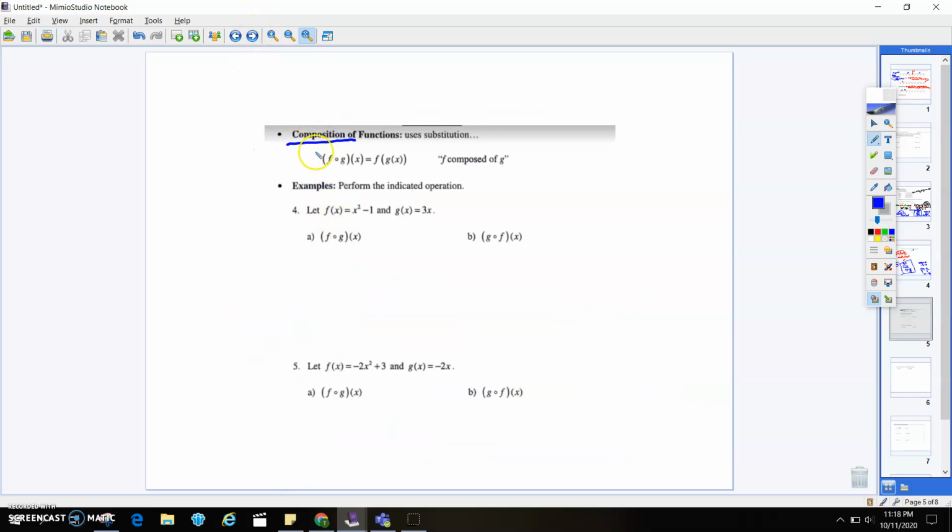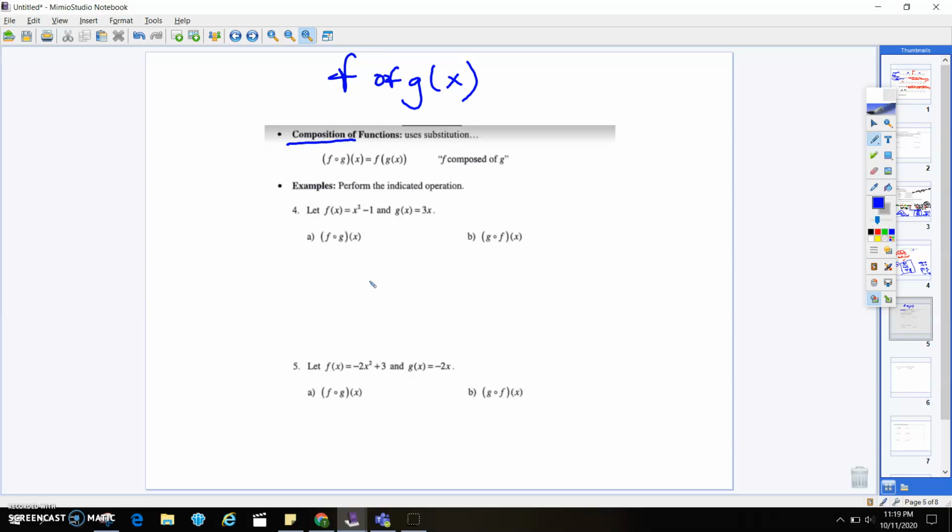Compositions are really important. So right here, it says f composed of g of x. Okay, or sometimes we say f of g of x. Okay, that's how we read that. And it's really important which letter comes first. So you've got to make sure that you're paying attention, because down here you're seeing f of g, and over here you're seeing g of f. So those are two totally different answers.